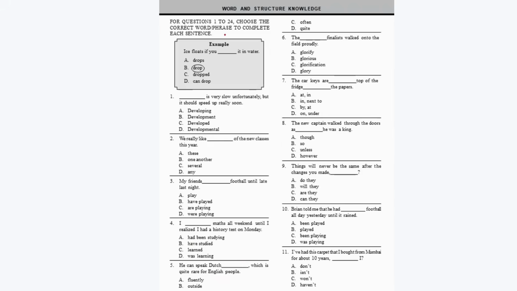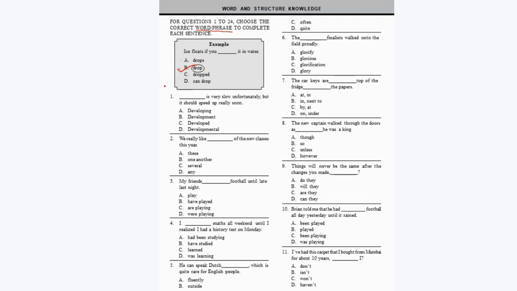If the question is given like, "Ice floats if you dash it in water." Here you need to use the correct word or phrase to complete each sentence. This sentence is in the simple present tense, and you need the main verb to be in the first form, that is, the present tense. So here the correct answer would be: ice floats if you drop it in water. Like this, you have to complete all the questions using the correct option.